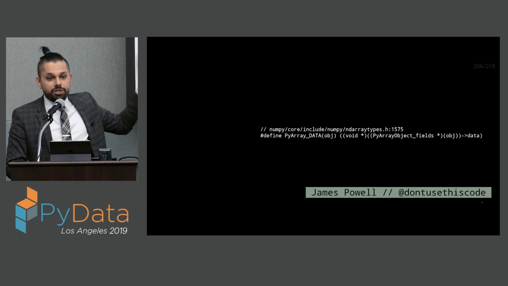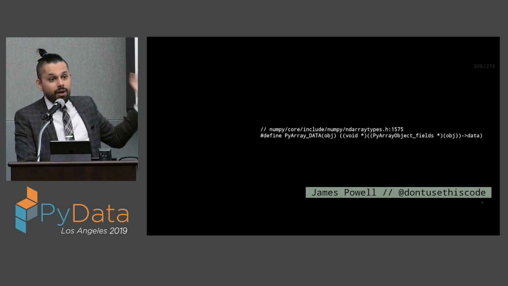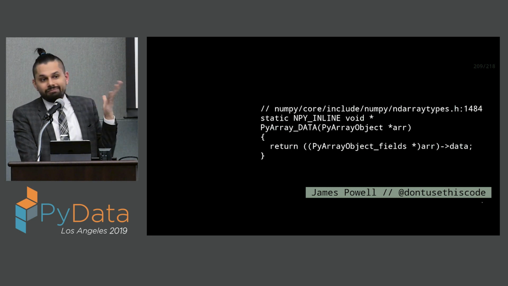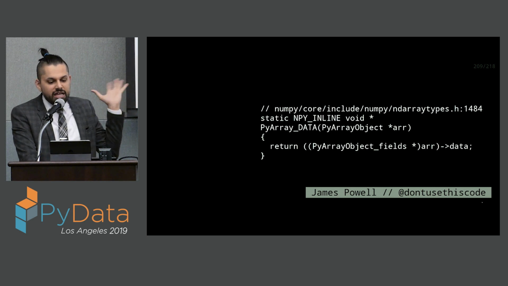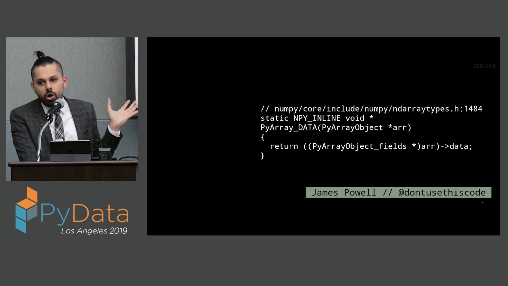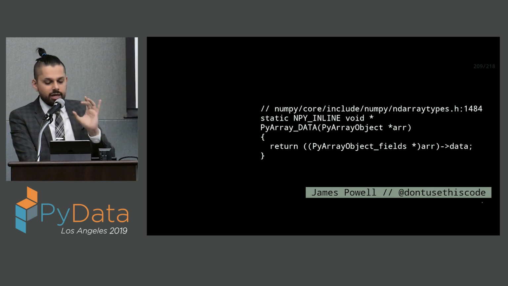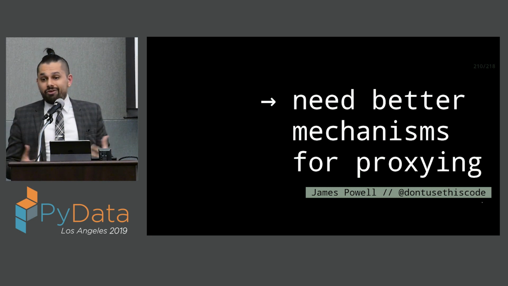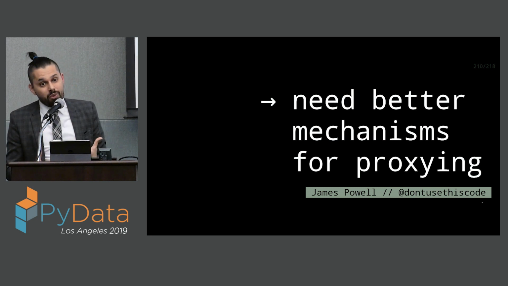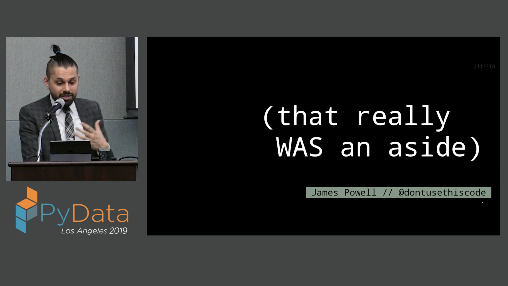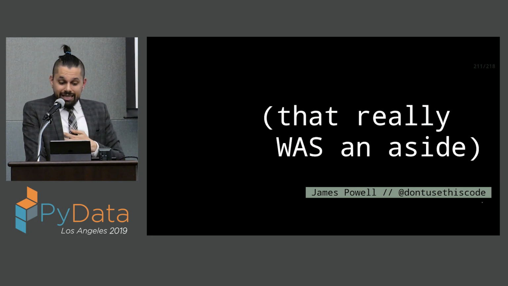It is free to be able to poke at the underlying information of data in whatever fashion it wants, like non-ABI compatible macros or even inline functions. And so there's no way you're going to be able to catch all those points and stub those out. And so unfortunately, it turns out there's really no perfect mechanism for proxying in Python. We do need better mechanisms for proxying. That was really an aside.